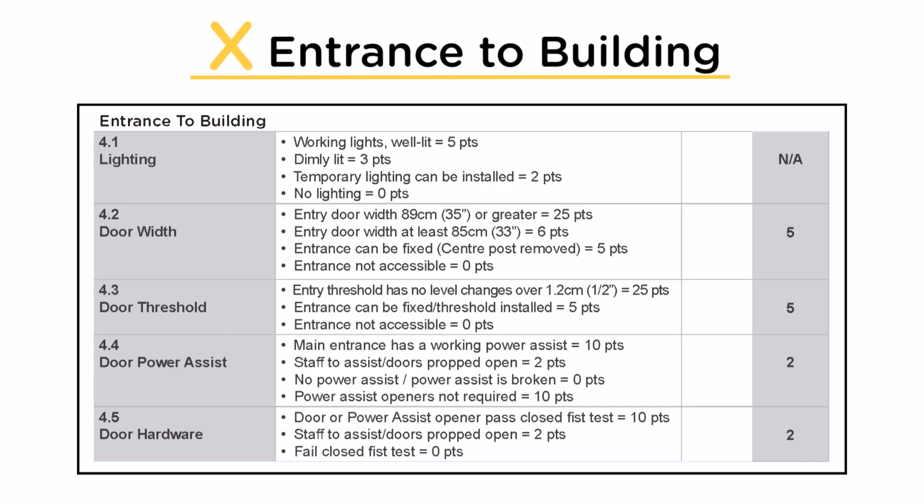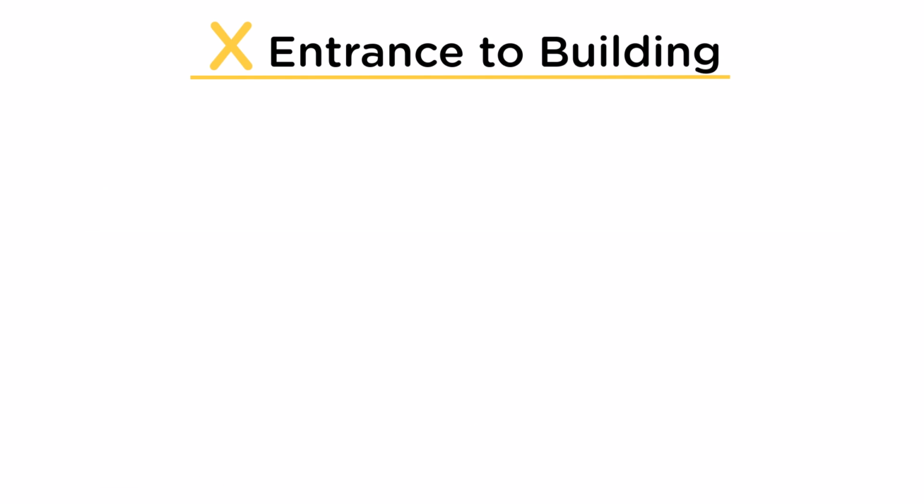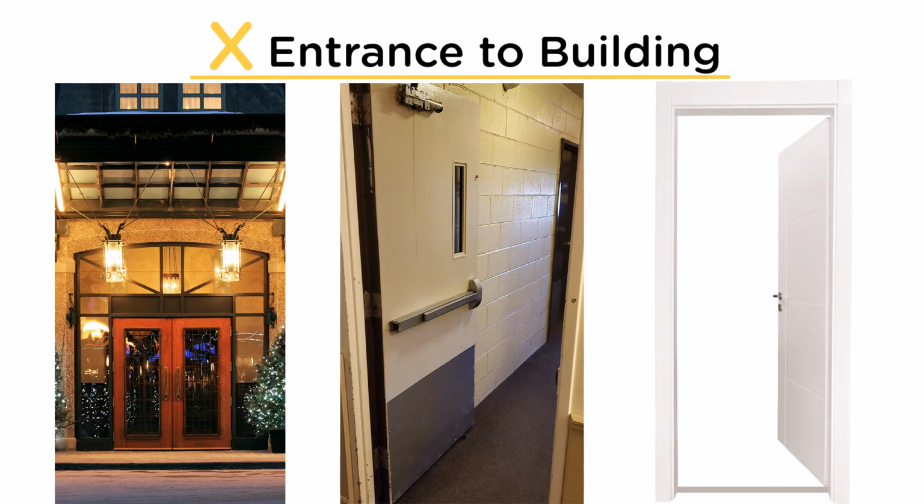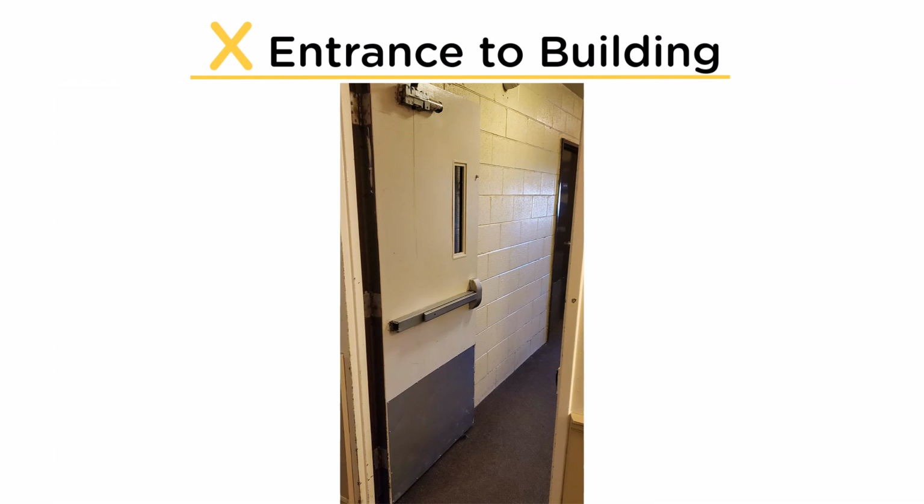Entrance to building. Evaluate the lighting, and measure the width of the entrance, as well as the height of any doorway thresholds. When measuring doorways, be sure to measure the clear open width. For example, measure from the door frame across to the narrowest point, which might be the crash bar mounted on the door.